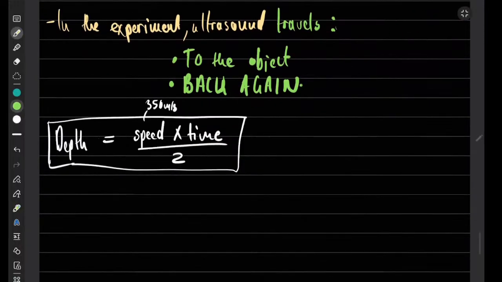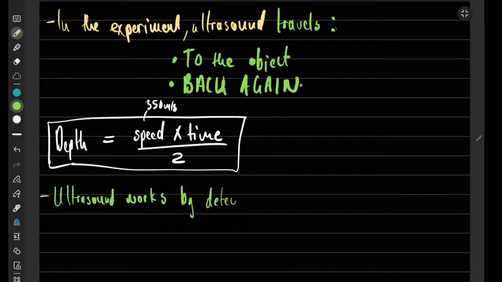So, ultrasound, I'm done. Just need to give you a few more. It works by detecting echoes. You know what ultrasound is. It has higher frequency than what we can hear, so we can't hear it. It's not in the audible range. It works by detecting echoes from boundaries.